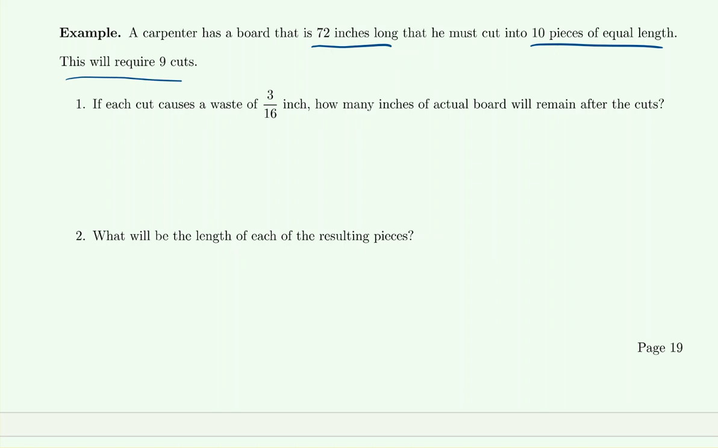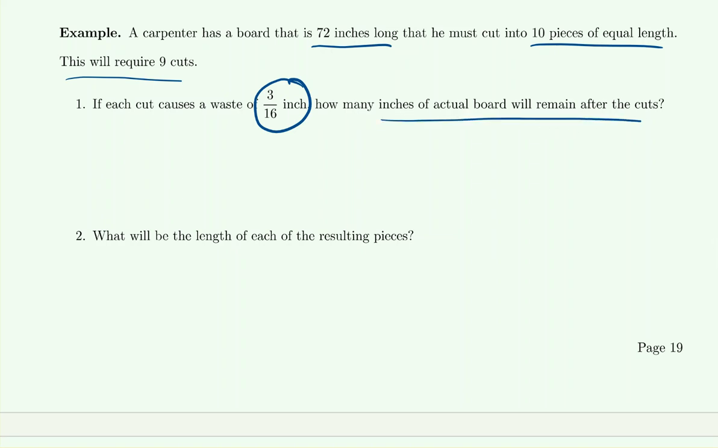Now, what's going to happen is if each cut, whenever you cut the board, suppose that there's 3/16 of waste. So we know when we cut the board, we don't have the exact equal amount from the right and the left, because through the saw, we lost a bit of the portion of the board, specifically 3/16 of an inch. How many inches of actual board will remain after the cuts?